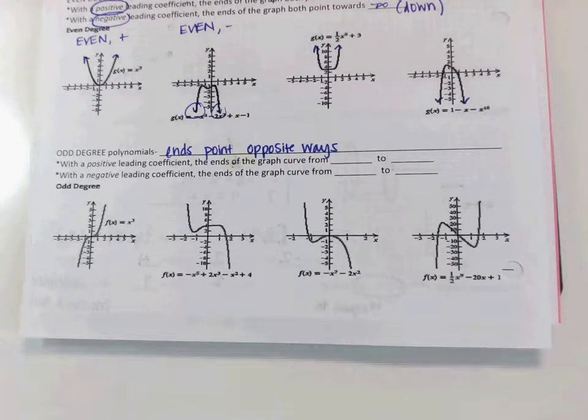Okay, then this one is negative. Which way does it go? Up to down. This one's positive. Which way does it go? Down to up. So when we fill in the blanks there, if it's a positive coefficient, it's from down to up.